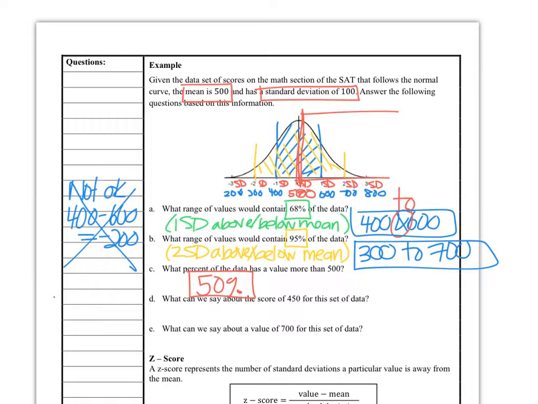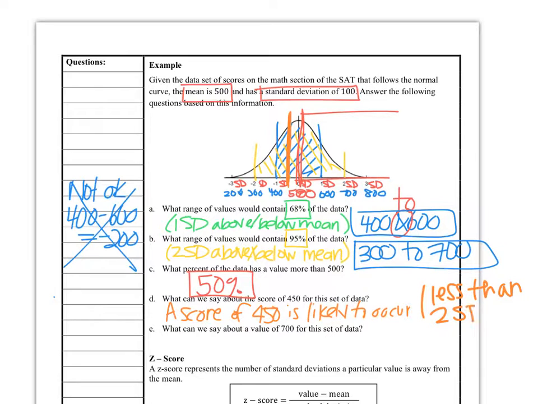The next question says, what can we say about the score of 450 in this set of data? So I'm going to look to see where 450 would lie. It's about here. 450 is very close to the mean, and therefore we're going to say that it is likely to occur. So a score of 450 is likely to occur. The reason that we say that it's likely to occur is because it's less than 2 standard deviations from the mean.